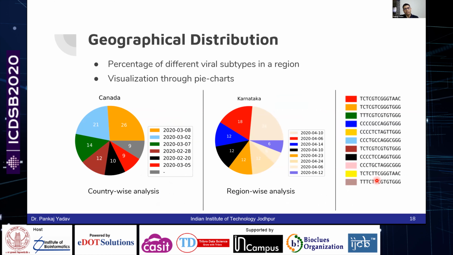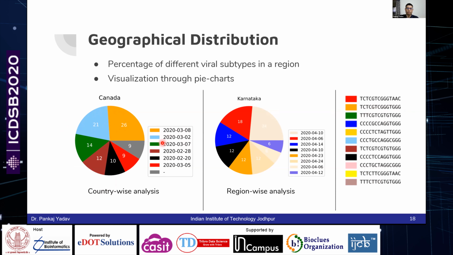Another thing that we checked was the geographical distribution of these ISMs across different countries. What you see here in this pie chart is the percentage of some of the isotypes, ISMs, that are prevalent. Let's say here in Canada, for example, 26% of this ISM was present. There is also a legend for this ISM here.